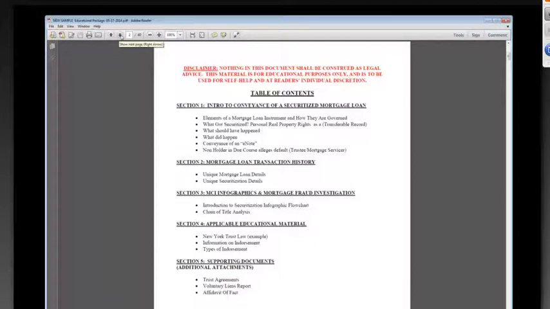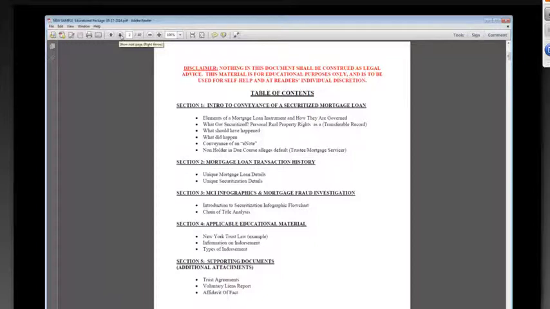So I would like to explain exactly what our investigation consists of, because it's unlike any other. Again, this is the most in-depth information that you're going to get. Our table of contents explains the different sections and how they're used.